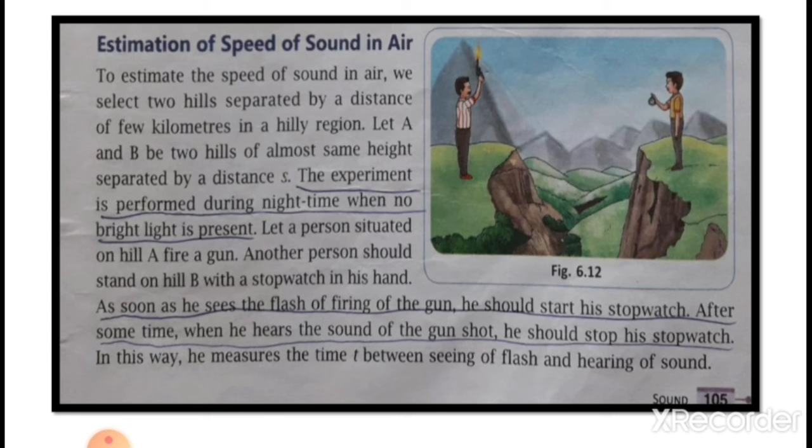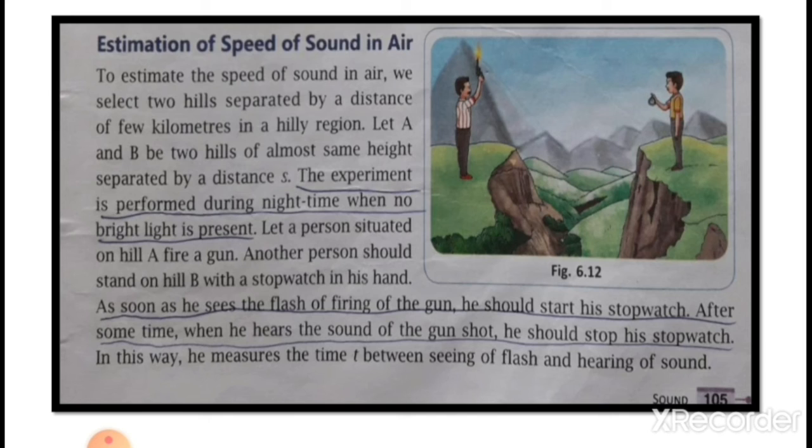Another person should stand on hill B with a stopwatch in his hand. As soon as he sees the flash of firing of the gun, he should start his stopwatch. After some time, when he hears the sound of the gunshot, he should stop his stopwatch. In this way, he measures the time t between seeing of flash and hearing of sound.